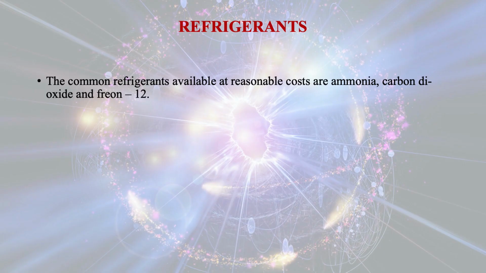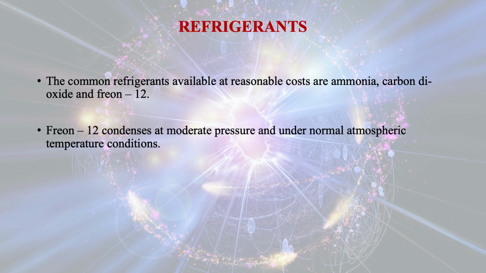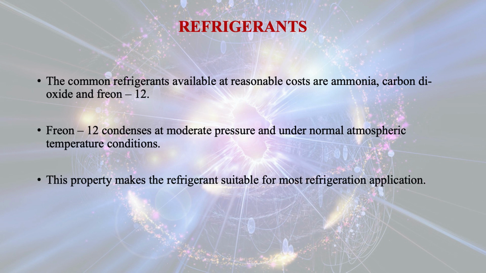Now refrigerant. Refrigerant is the working substance circulating in the refrigeration cycle. The common refrigerants available at reasonable cost are ammonia, carbon dioxide and Freon 12. Freon 12 condenses at moderate pressure and under normal atmospheric temperature conditions. This property makes the refrigerant suitable for most refrigeration applications.